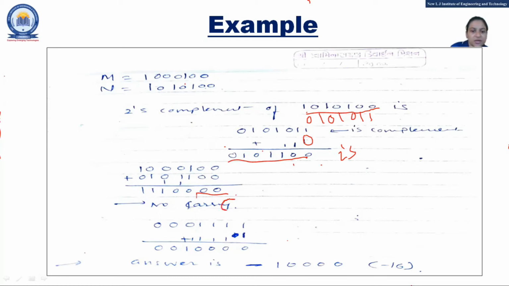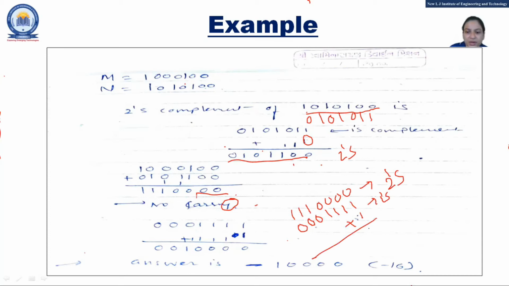No carry is generated. So in this case, what we have to do? Whatever result we got, we have to find the two's complement of it. How will we find it? Replace 0, 1 with 1, 0: 0, 0, 1, 1, 1, 1. This is our one's complement. Now we add 1 to get the two's complement: 1 plus 1 is 0 carry 1, and so on, giving 0, 0, 1. Whatever answer we get, we have to place a negative sign.